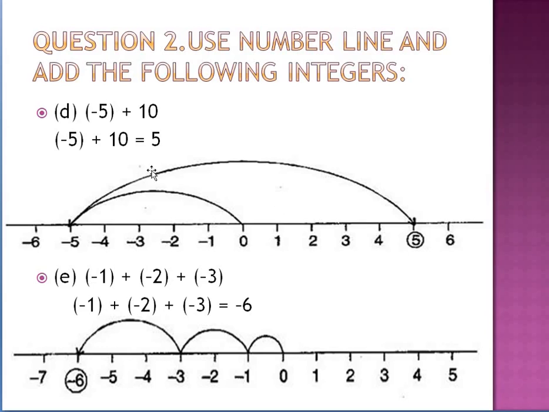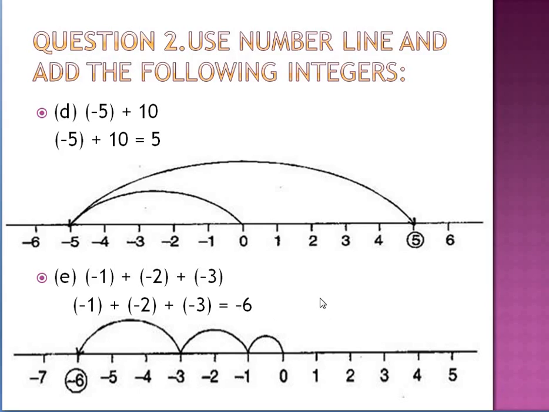Question number 2. Use the number line and add the following integers. Minus 5 plus 10. How to add? Minus 5, you go to the left 5 places and 10 places to the right. 1, 2, 3, 4, 5, 6, 7, 8, 9, 10. You arrive at 5. And minus 1, minus 2, minus 3. First you go towards the left 1 place, again 2 places, again 3 places. You arrive at minus 6. So the answer is minus 6.